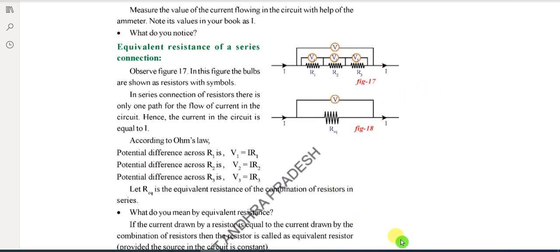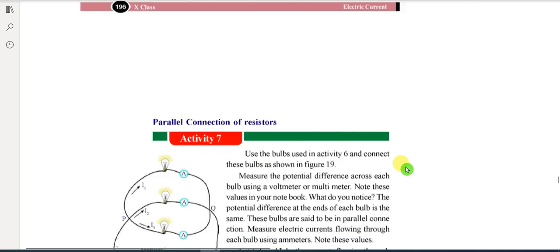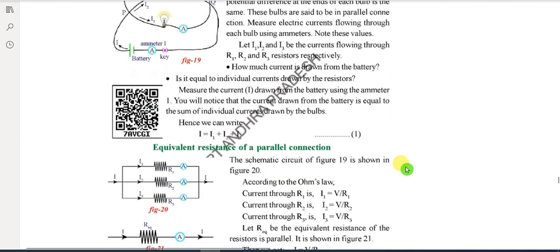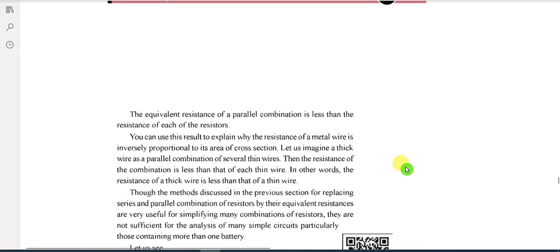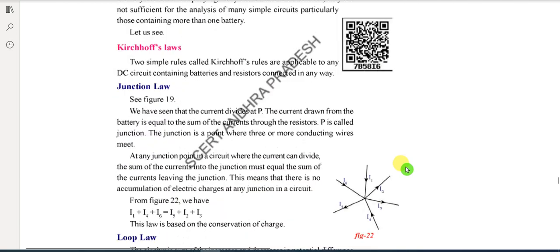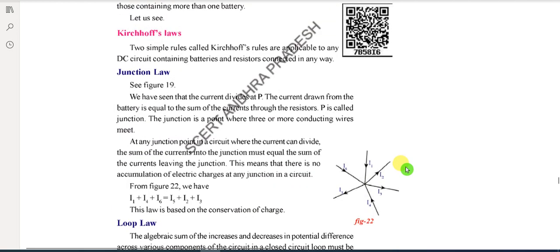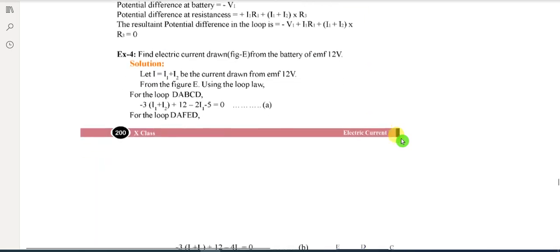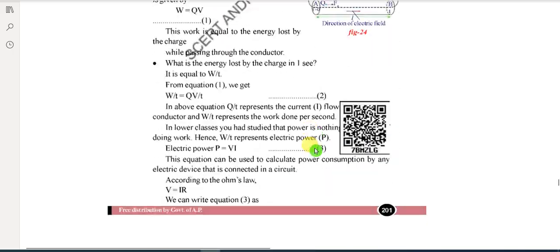Equivalent resistance of series connection: R equals R1 plus R2 plus R3, and here in parallel, 1 by R is equal to 1 by R1 plus 1 by R2 plus 1 by R3. And definition, Kirchhoff's laws.